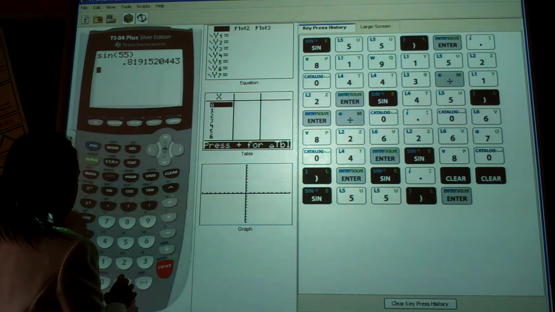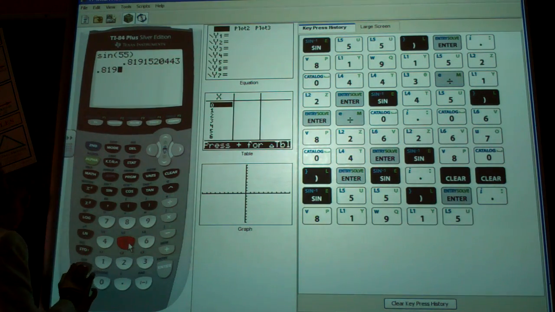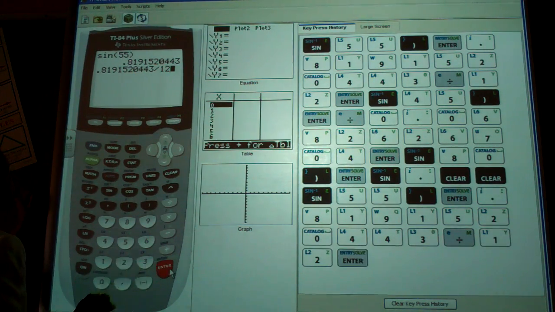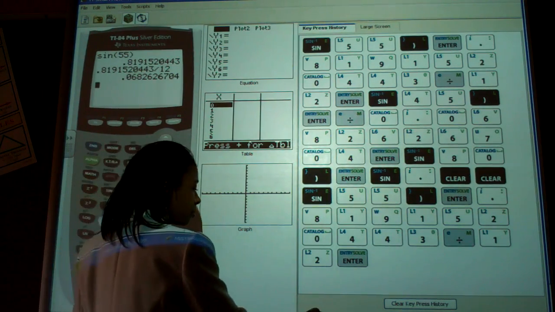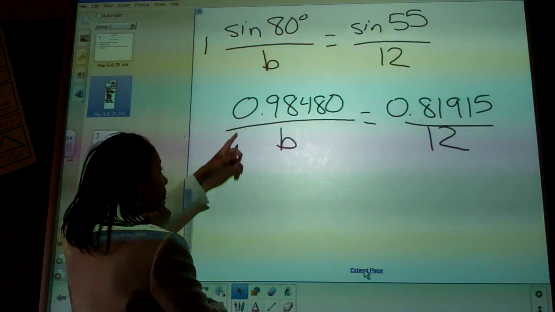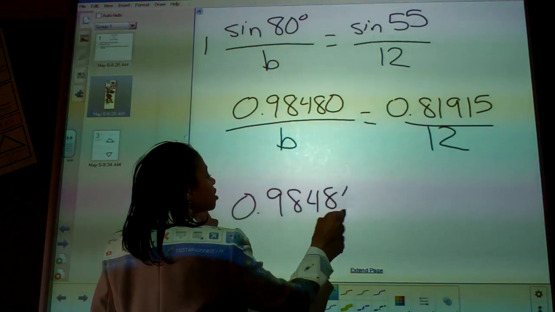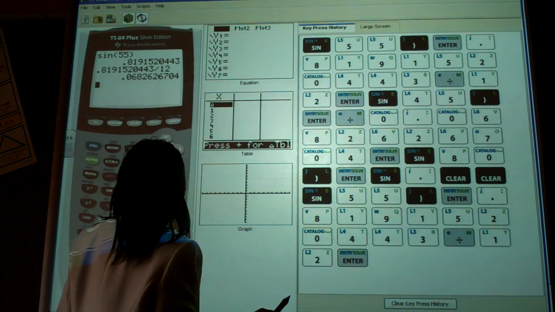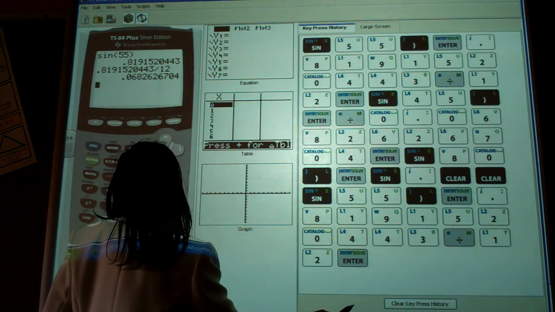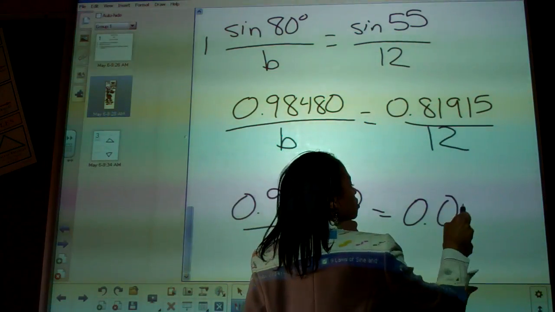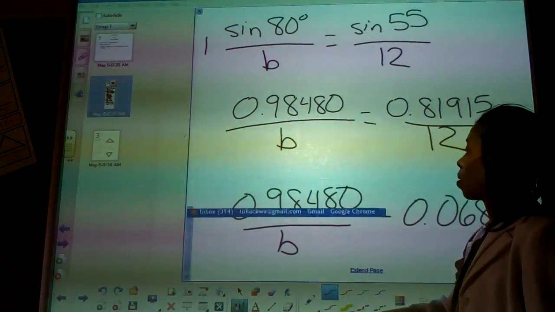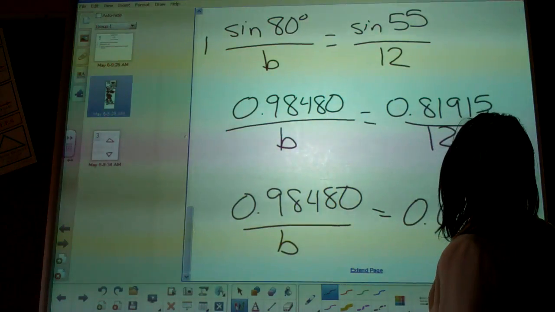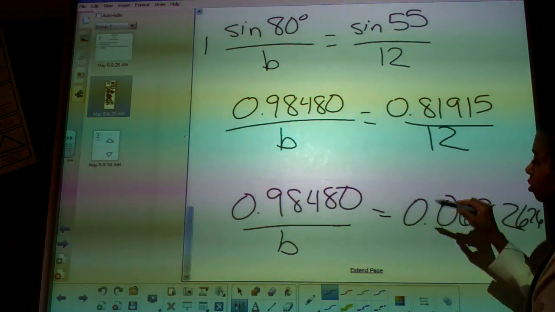Here it is, 0.81915 divided by that 12. And I get 0.068 something something. Okay? So here we go. Just recopying this down. 0.98480 over B equals, when I divided these two together, we got 0.068, I think that was 2626. Alright, so we divided those two out and got this value.